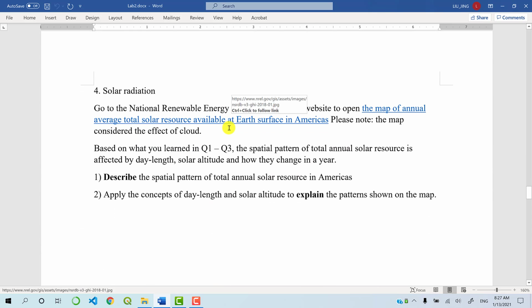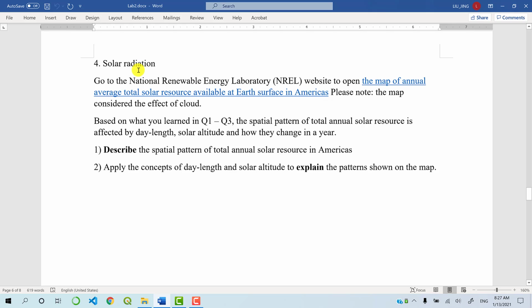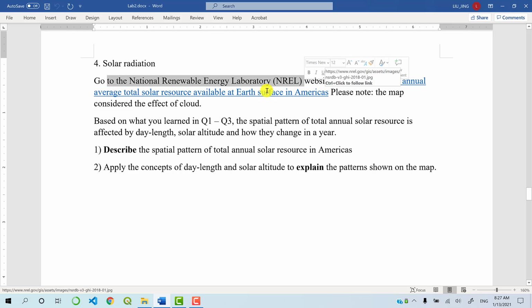Okay, and then the last question. Okay, it's about solar radiation. We know how the day length change at different latitude. We know how the solar altitude change at different latitude. If you want, you can plot any latitude, right? Then I want you to apply those understanding, your observation, to understand this map. So you need to open this map to see the map of the annual total solar resources available at the Earth's surface in Americas.